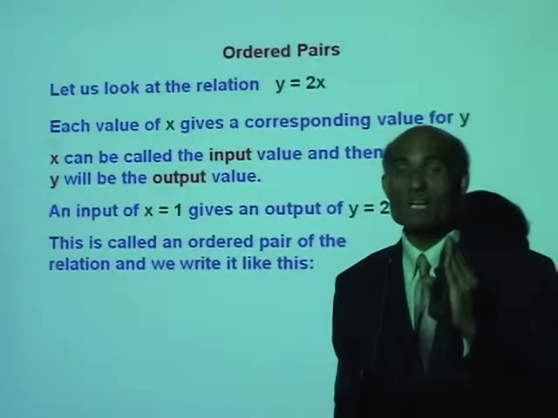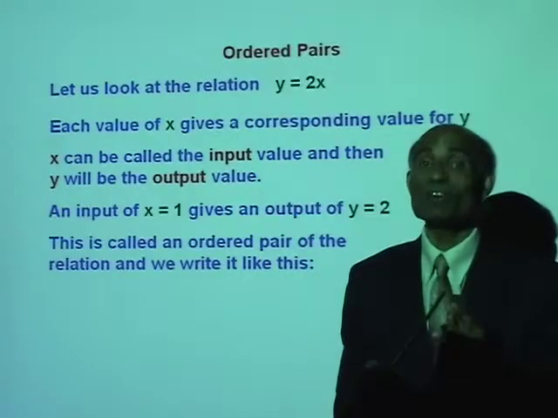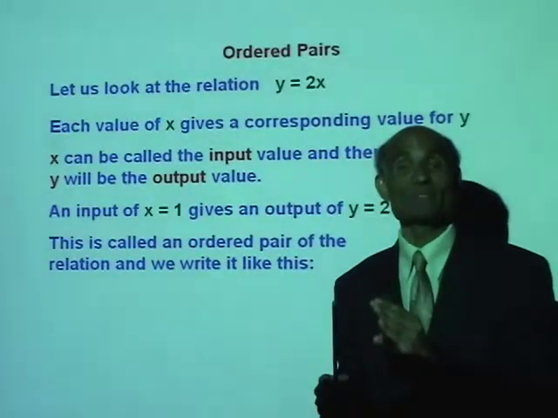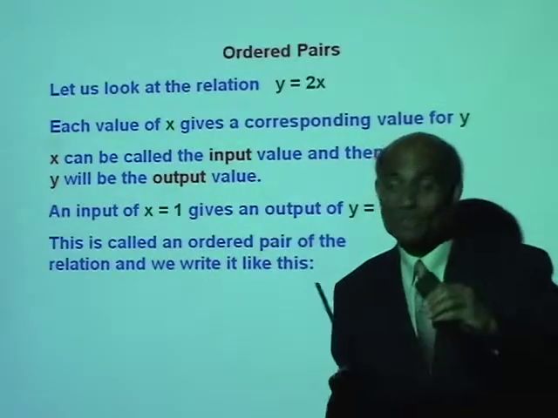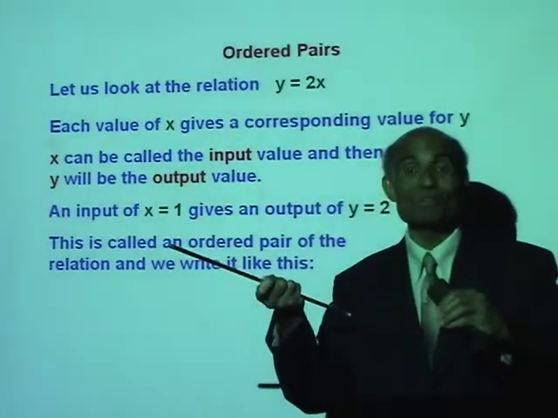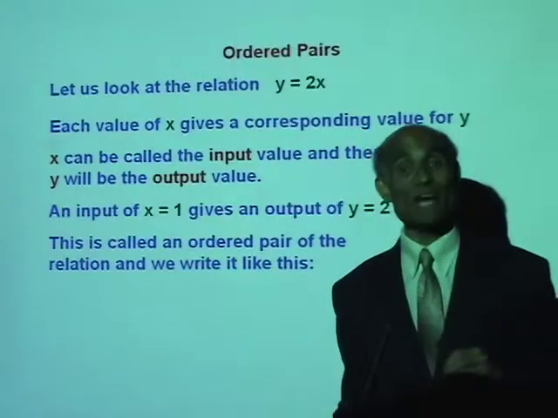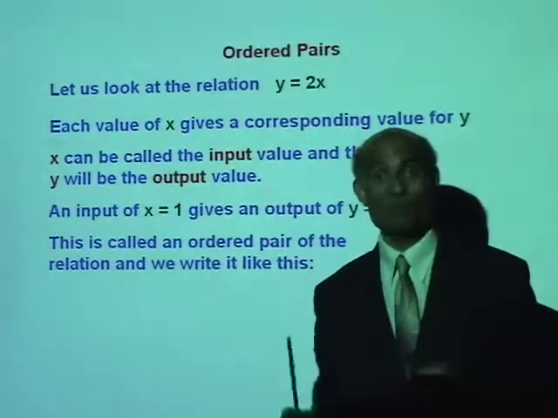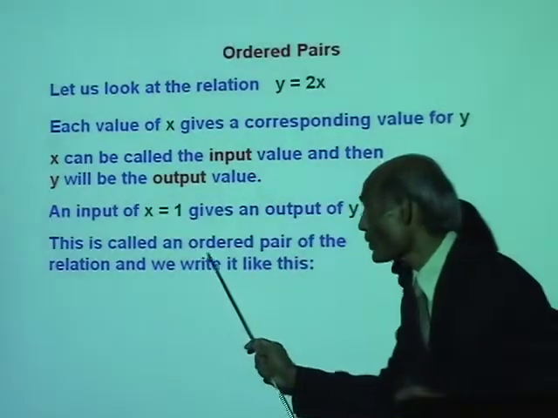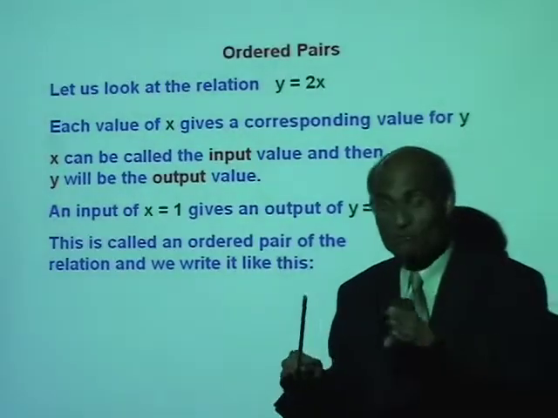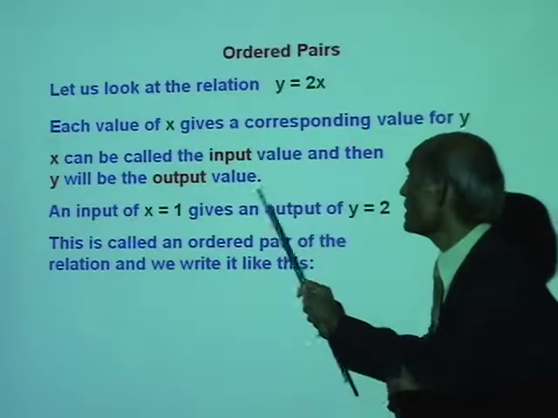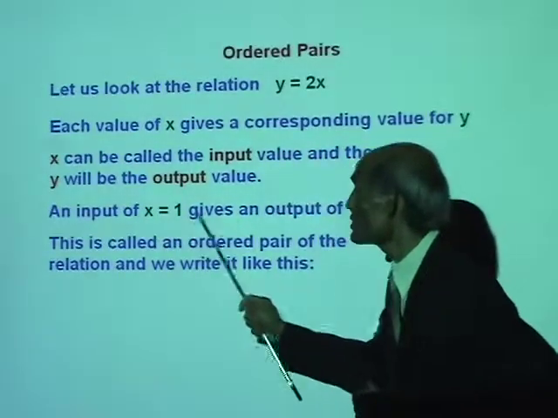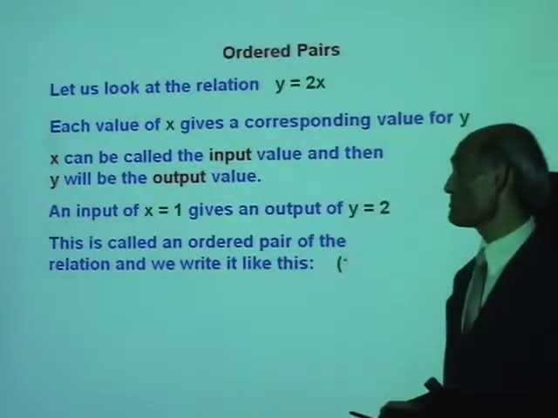What is the value that comes first? Is it x or y? Tell me. Well, without an input, you cannot get an output. So the input always comes first, and then the output. And that's why it's called an ordered pair. A pair of values written in some order. The order is the independent variable first, and then the dependent variable.